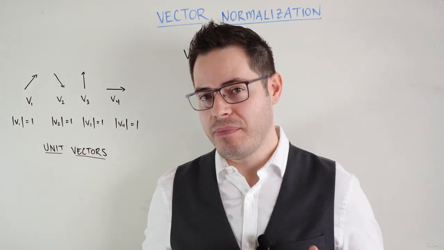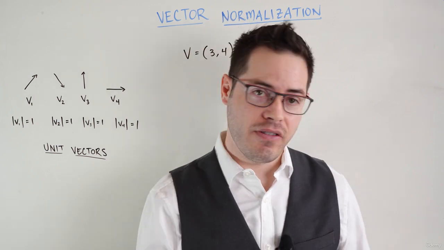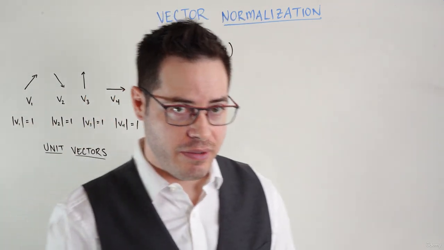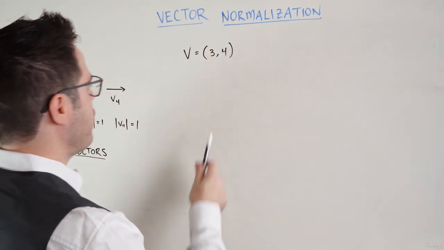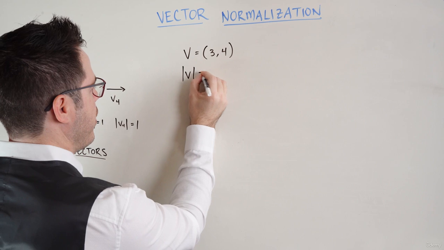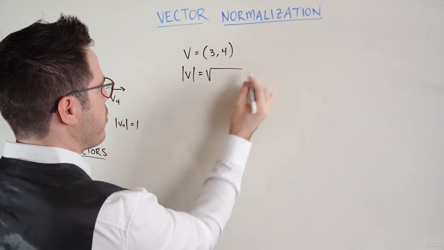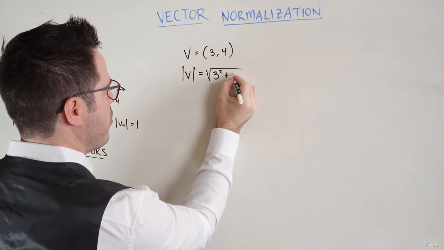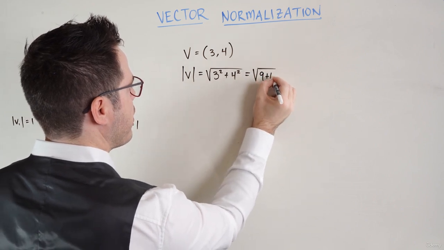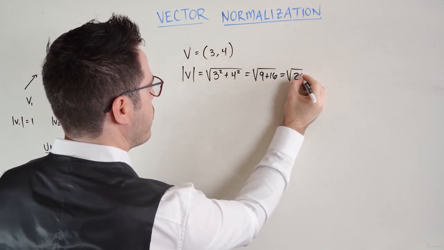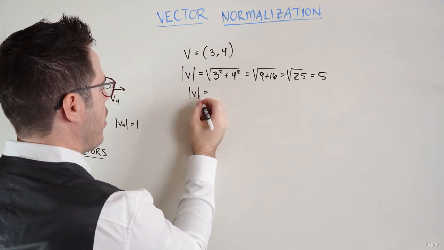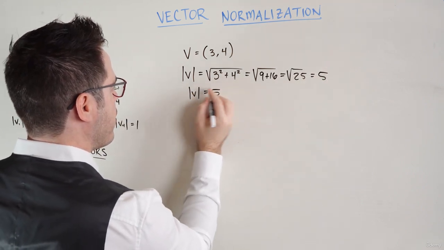For now, we're going to talk about how we can obtain a unit vector when we have a vector of some arbitrary length. Now, let's take the two-dimensional vector 3, 4. We know that we can calculate its magnitude, and it's not 1. It's actually the square root of 3 squared plus 4 squared, and we've seen that this is the square root of 9 plus 16, which is the square root of 25, which is 5. So the magnitude of the vector 3, 4 is 5.